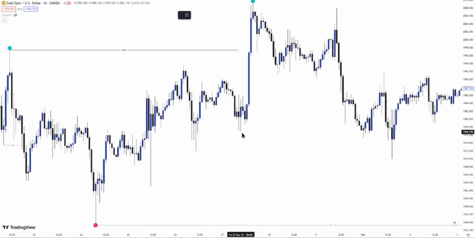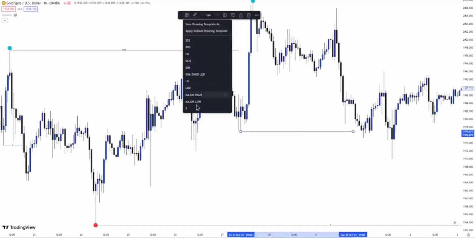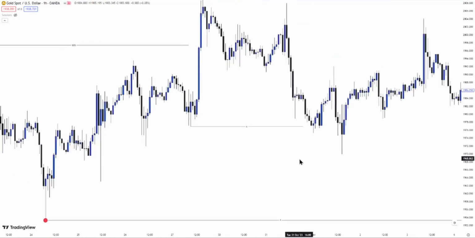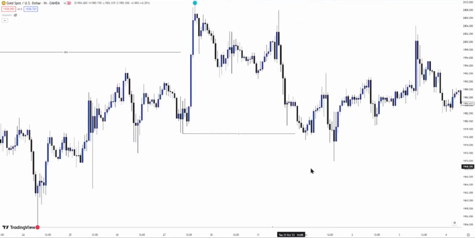Inducement has been taken out where? Well, here. Inducement has been taken out there. So once inducement has been taken out, that high is confirmed as a valid high. Now, price came down. When price came down, take a look at what happened here.